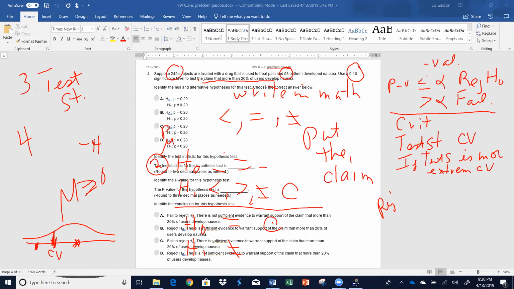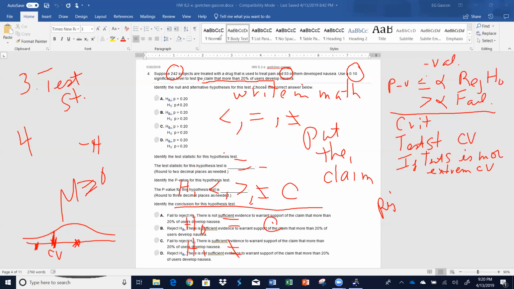So how would I write the claim? Which one of these, A, B, C, or D, is the correct answer? B. Okay, you're correct. Because the claim is greater than, and the only one that's greater than is B, and then H0 has to be equals. So that's what we picked.